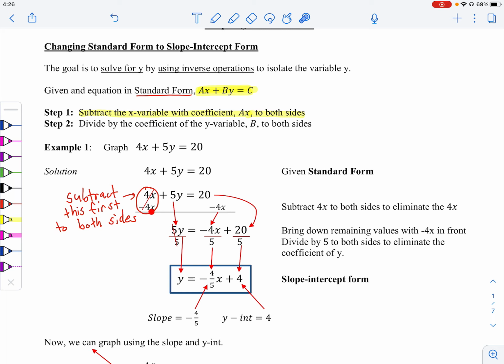Always to both sides. You see minus 4x, it cancels it out. And then the negative 4x, we can put that in the front. So negative 4x and then positive 20 comes down, because these are not like terms. We cannot combine them, so we leave it separate. One's a letter, one's a number. They're different. And then we solve for y by dividing.